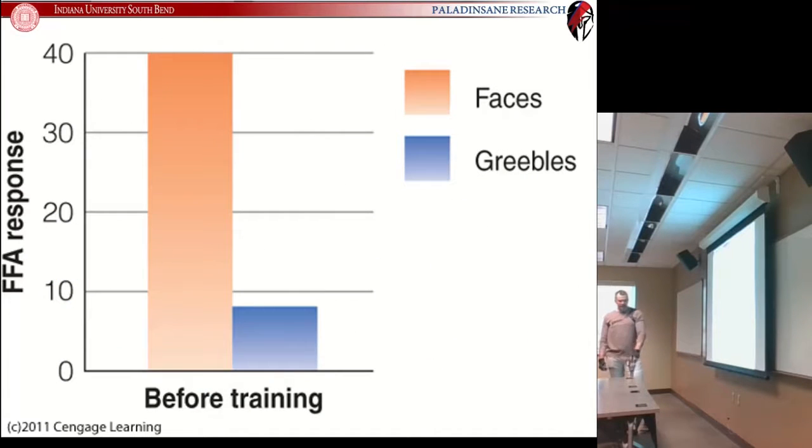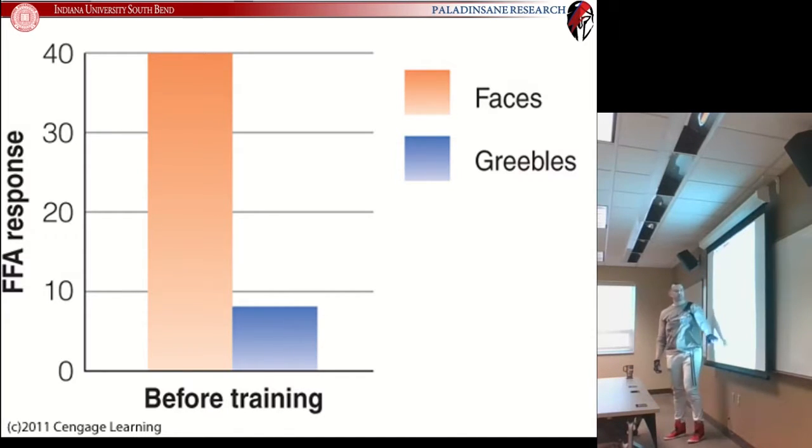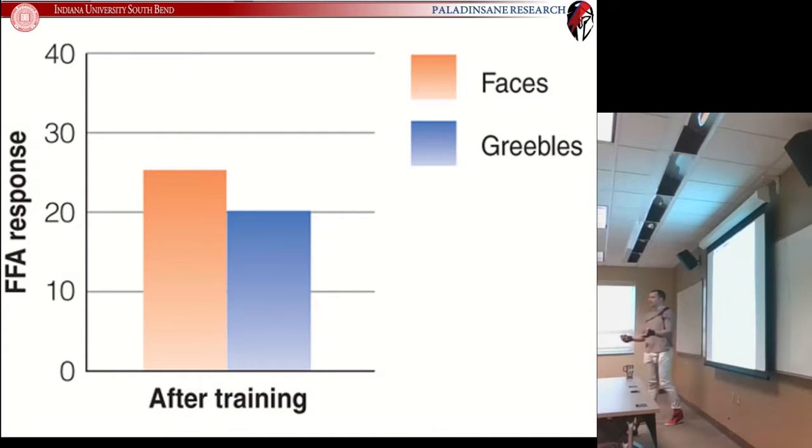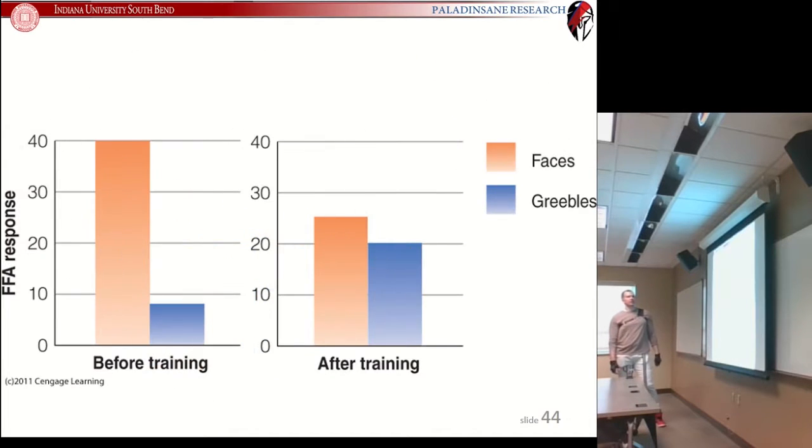All right, and importantly, also for another measure of the fusiform face area response, this is what it was like before training. You can see highly responsive for the faces, not so responsive for the Greebles. After training, evidence of experience-dependent plasticity, where the activation of the area for Greebles increased substantially. And again, there you have the side-by-side.